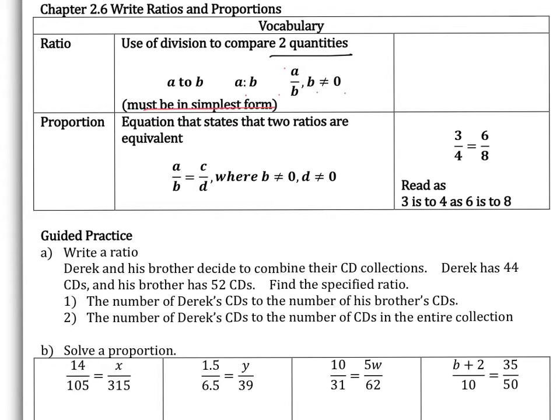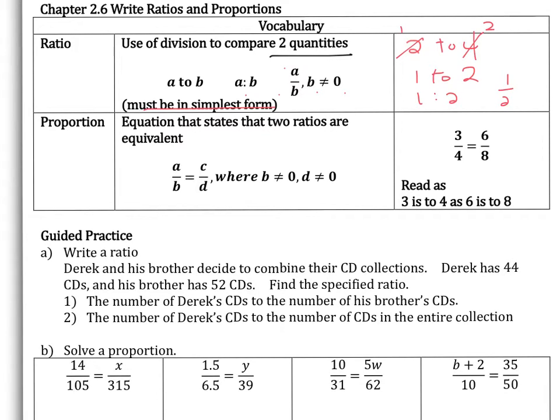For example, 2 to 4. In simplest form, we'd cancel out 2, get 1, cancel out 4, get 2, so this would be 1 to 2. Or 1 to 2, or another way to write that would be 1 over 2.